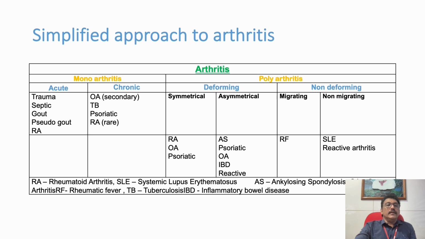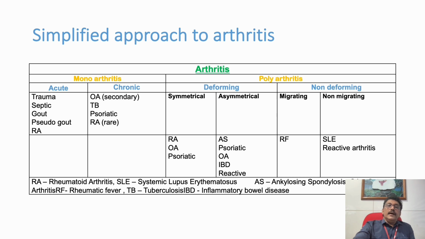In monoarticular, acute problems are due to trauma, septic arthritis, gout, that is increased uric acid, pseudogout, and rarely it can be rheumatoid arthritis. Chronic monoarthritis: osteoarthritis is common, mainly knee joint and ankle joint. TB can come as monoarticular involvement, spine involvement, hip involvement, all classically in TB. Psoriatic arthritis, mainly finger joints and spine involvement. RA can rarely be seen as a chronic monoarticular involvement.